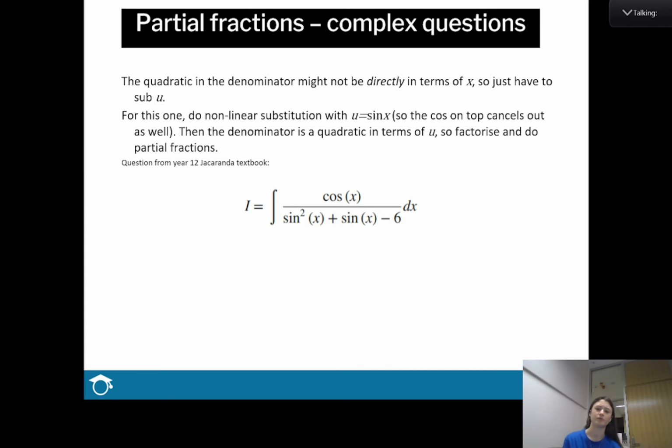As I said before, sine and cos cancel each other out. So if we use nonlinear substitution with u equals sine x, then the cos x on the top can be cancelled out too, and we can use partial fractions to finish that one off. And that question is from the Year 12 Specialist Jacaranda textbook, if you wanted to have a look at it and actually do it.